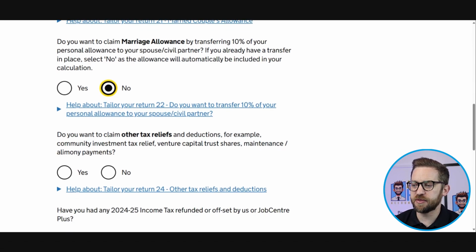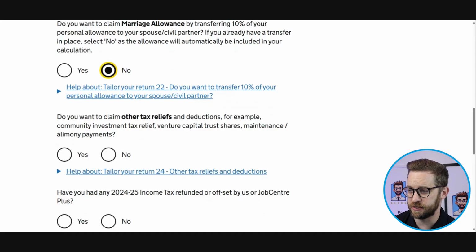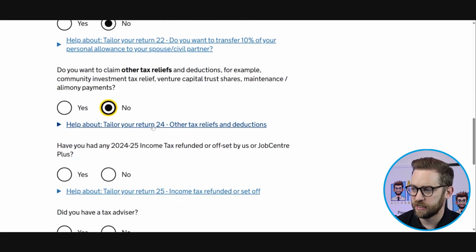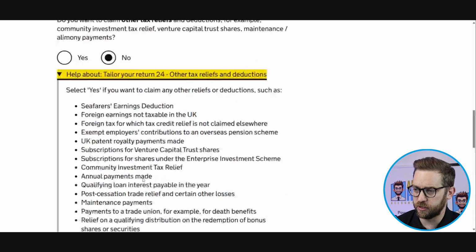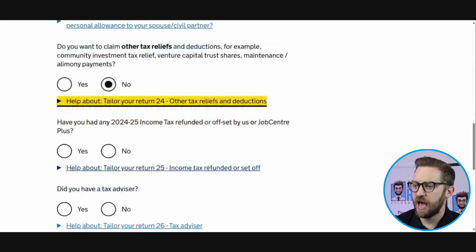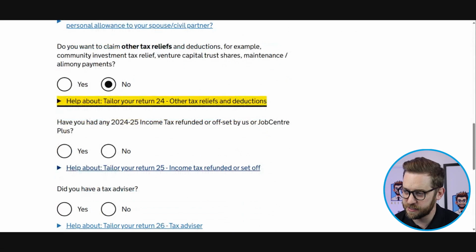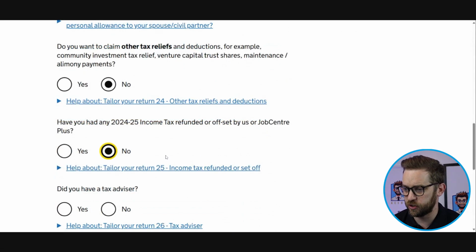Do you want to claim other tax reliefs and deductions? So this is community investment tax relief, venture capital, trust shares, maintenance or alimony payments. Again, I'll say no. Again, becoming less and less likely as we work through these, but if any of these do apply to you, just use the drop down to check the narrative. Have you had any 24-25 income tax refunded or offset by us or Job Centre Plus? No. Again, universal credit is nothing to do with this.